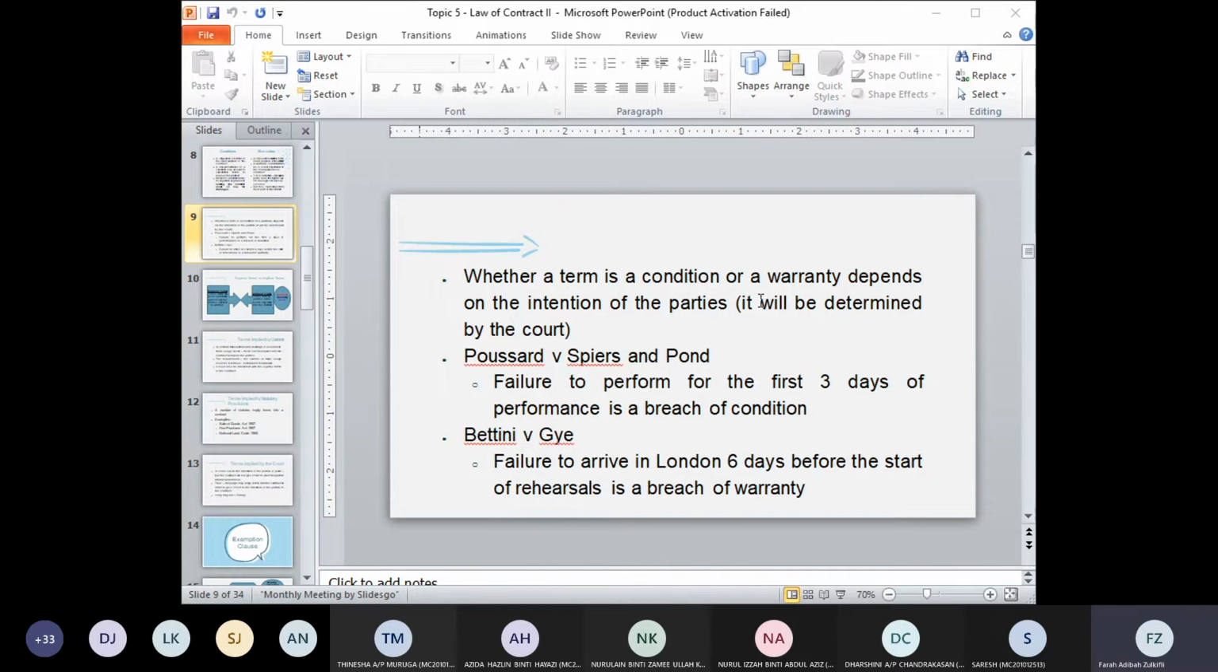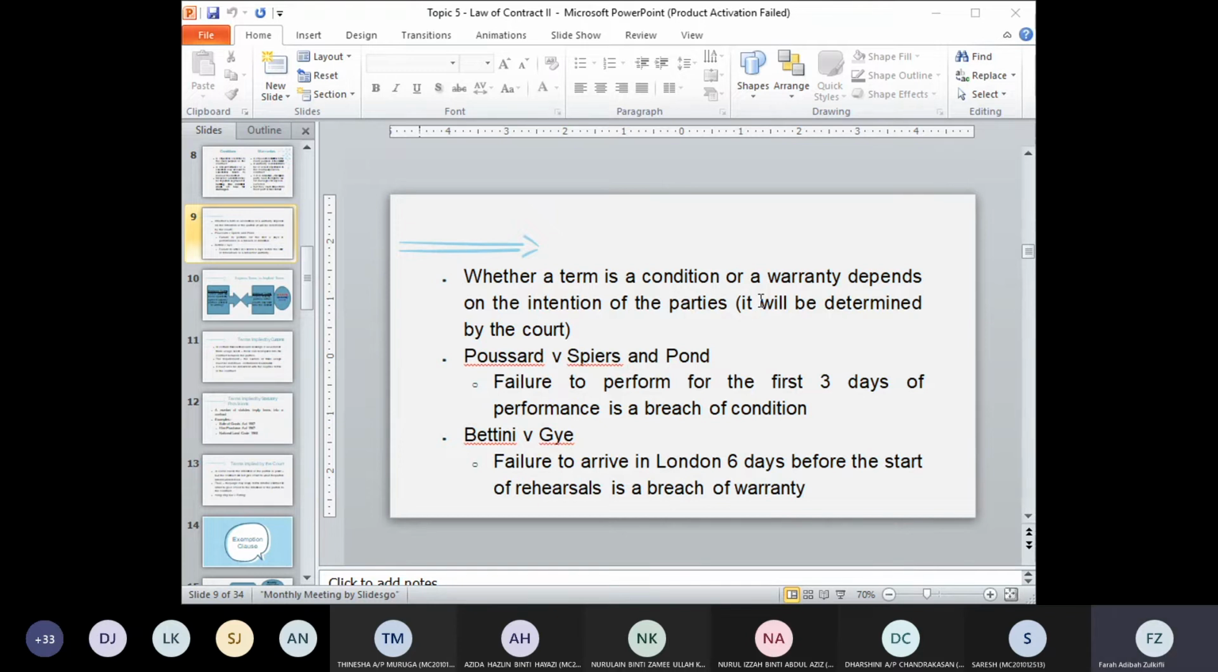So in this case, Bettini arrived late. Bettini arrived only 2 days before his performance period was to begin. So needless to say, Bettini breached his condition. Bettini breached one of the terms of the contract, which states that he must be in London 6 days before rehearsal. So she was late and she arrived only 2 days before performance began.